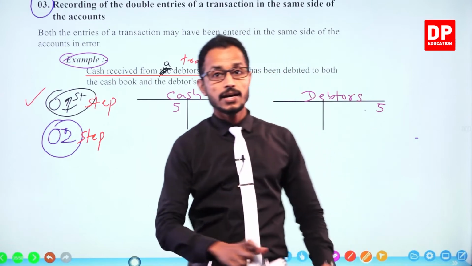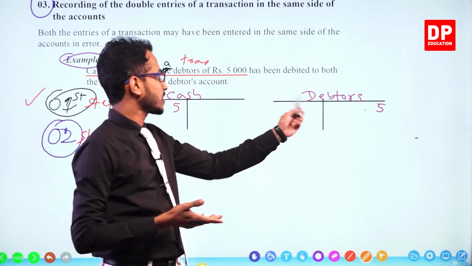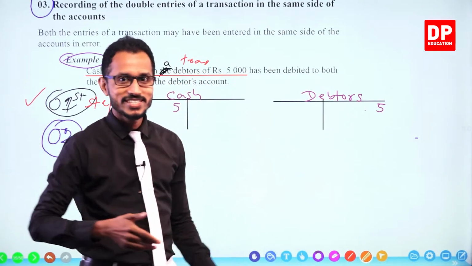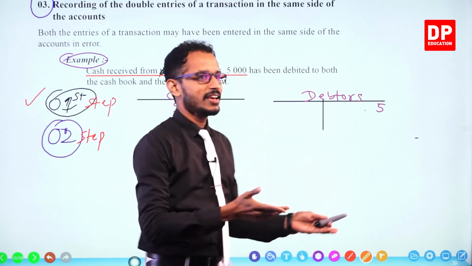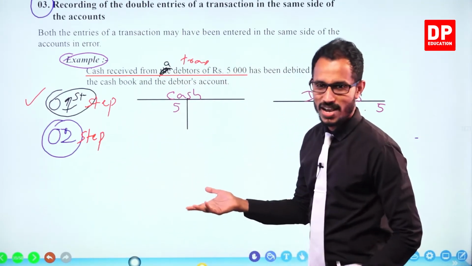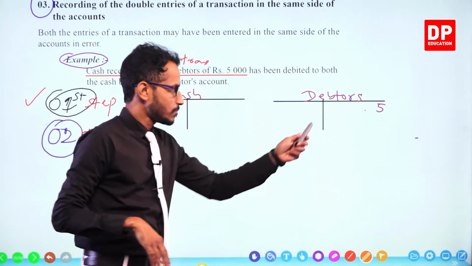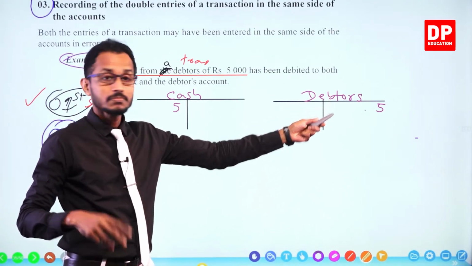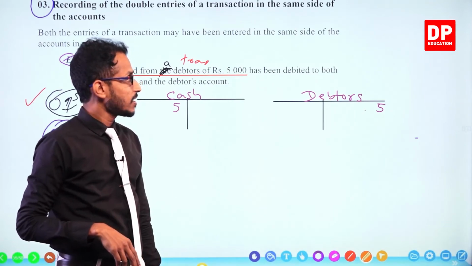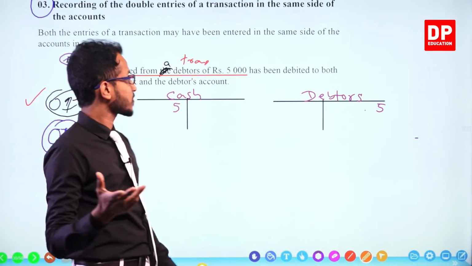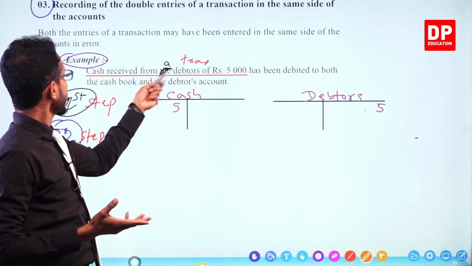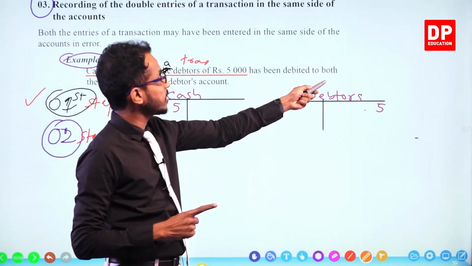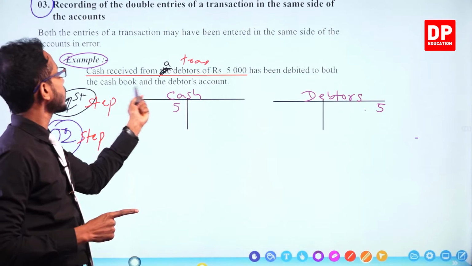Error has occurred here. Switching sides like a politician, from this side to this side and again to this side. Don't mind it, I'm just doing it for you to see it better. Now tell me where the error has occurred. Cash received from a debtor 5,000 has been debited to both cash book and the debtors.